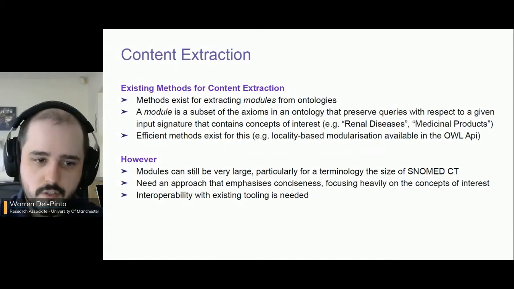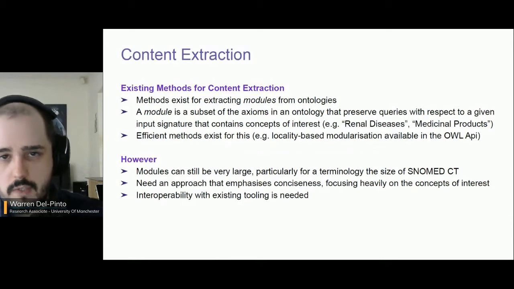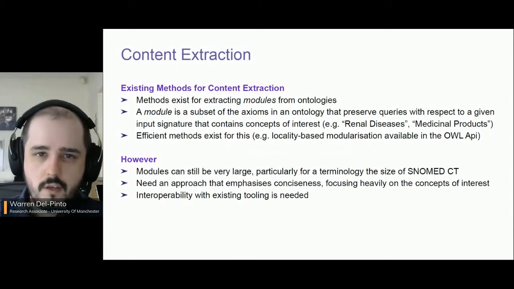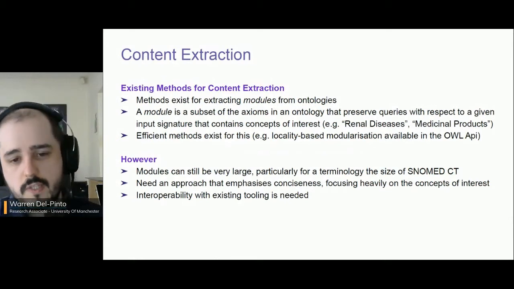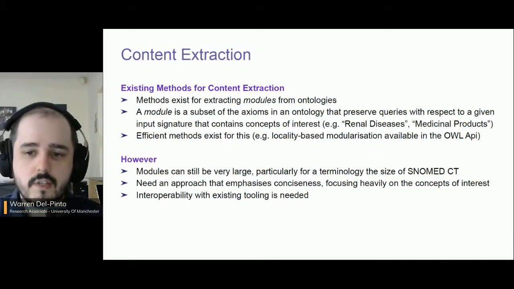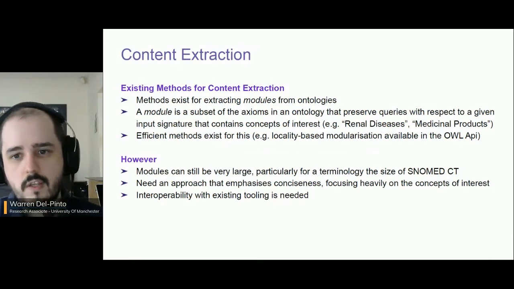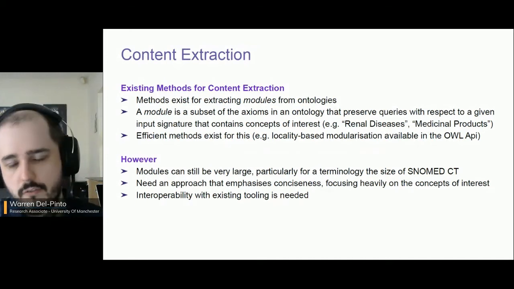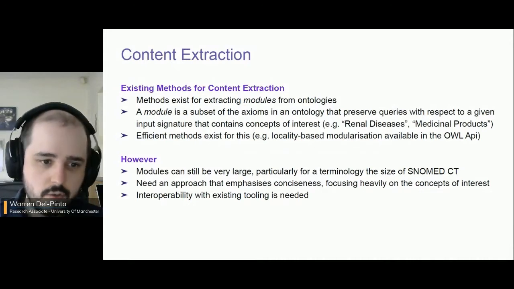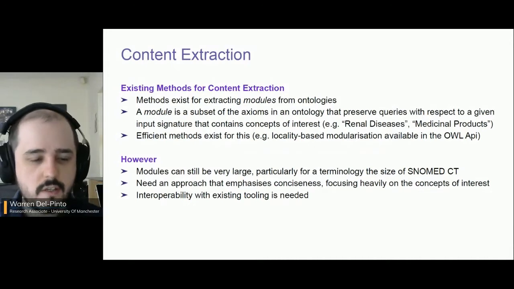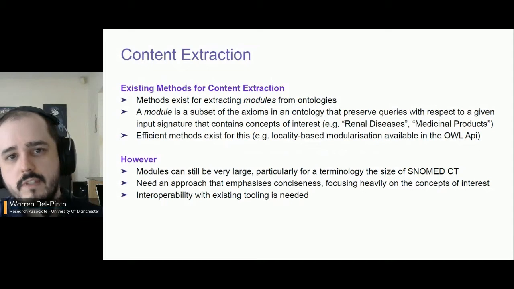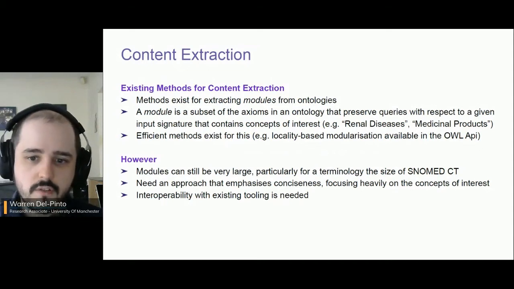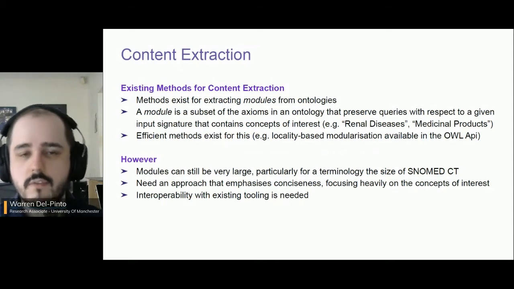So while these are efficient, there are a few issues with respect to the use case we're discussing today. Modules can be very large, so particularly for a terminology of the size and scope of SNOMED CT, even if you restrict using a module, you might still end up with a very large resulting ontology, which is the form that modules take, as a standalone ontology in this case. So we need an approach that emphasizes conciseness. So we want to focus only on the concepts of interest.